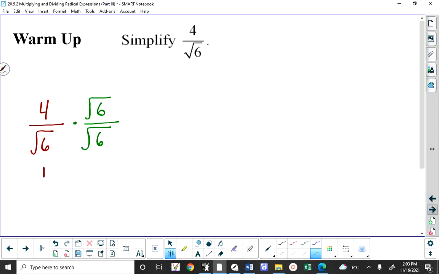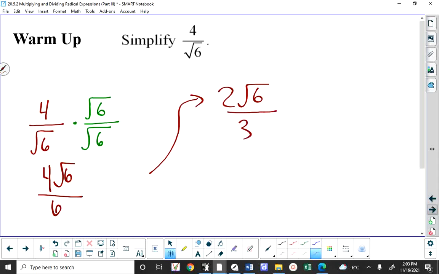Not a really difficult problem. This is 4 root 6 across the top, and root 6 times root 6 across the bottom just gives you 6. Of course, now you have a coefficient of 4 on the top and a coefficient of 6 on the bottom, so I can reduce those down and get 2 root 6 over 3. And we're done. You cannot simplify root 6 because the only factors of 6 are 3 and 2. 2 over 3 is reduced as far as it will go.